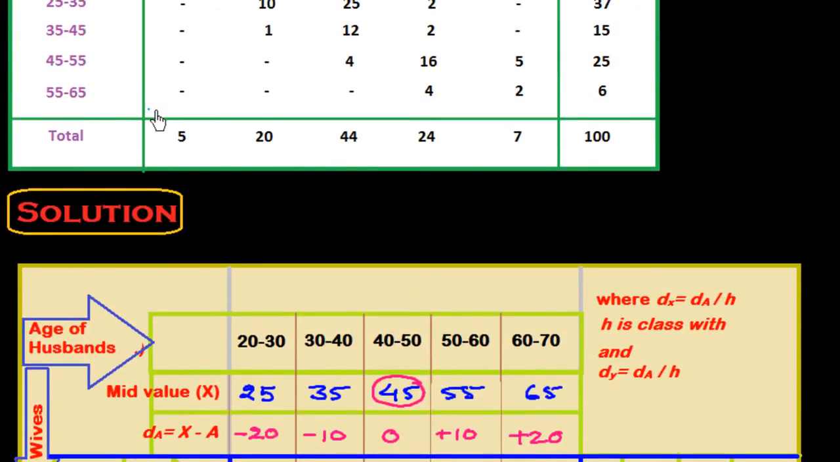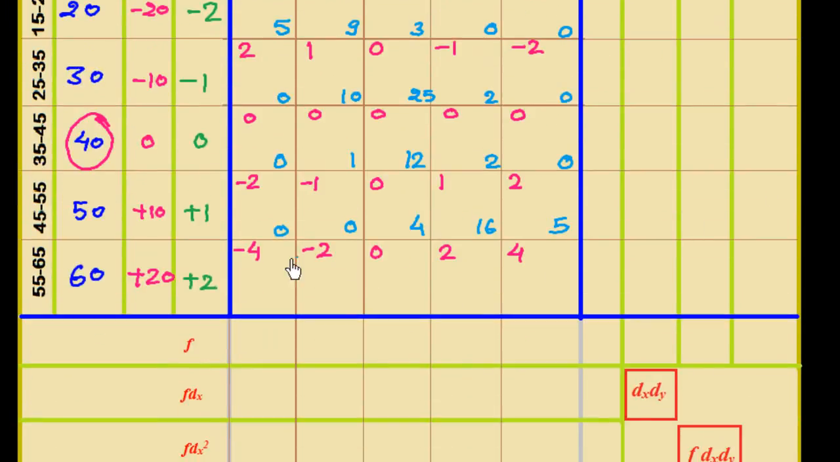So here 55 to 65: 0, 0, 0, 4, 2. Here we have to write down 0, 0, 0, 4, 2.